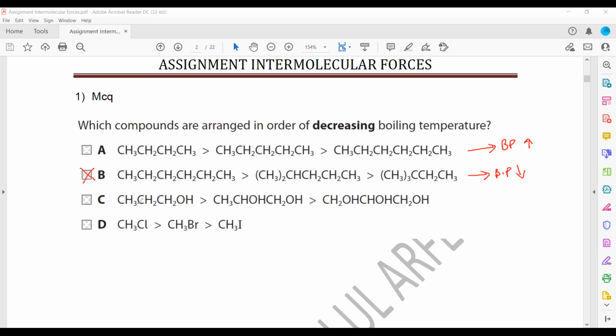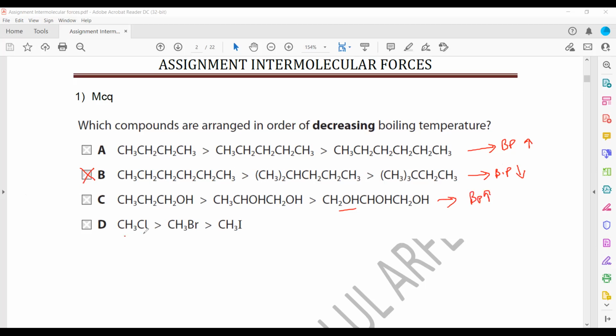What about this one? When you check, there are 3 carbons and an OH group. Then 3 carbons and 2 OH groups, and then 3 OH groups. As the number of OH groups increases, the boiling point will also increase.